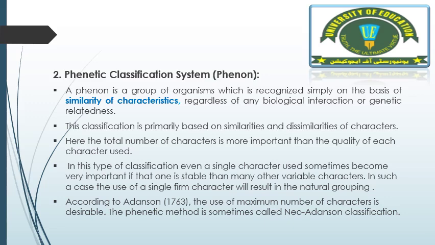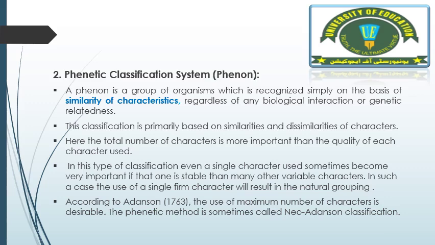This classification is primarily based on similarities and dissimilarities of characters. Here the total number of characters is much more important than the quality of each character used, because a phenon is made up by grouping organisms on the basis of similarity of characters. That's why the total number of characters is much more important than the quality of characters.